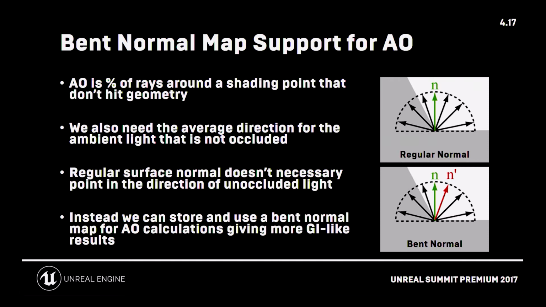So to improve the quality of our ambient occlusion, we store a second normal called a bent normal, which points in the direction that is least occluded. That's represented by the red bent normal in the bottom picture. And this gives us much more realistic, global illumination-like results from our ambient occlusion.